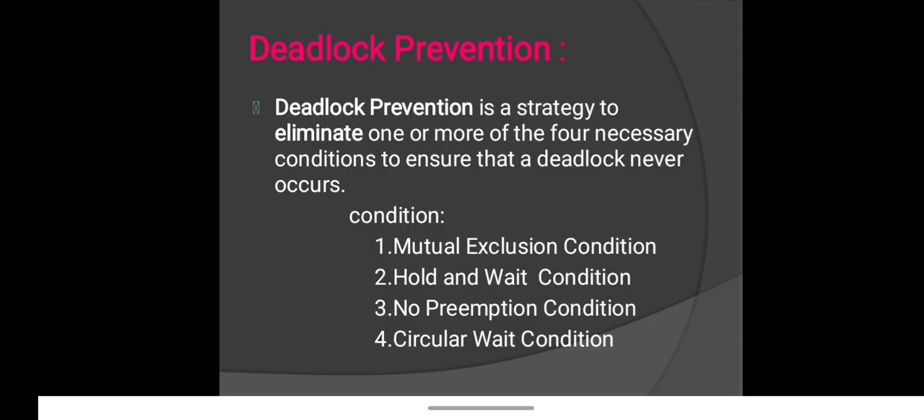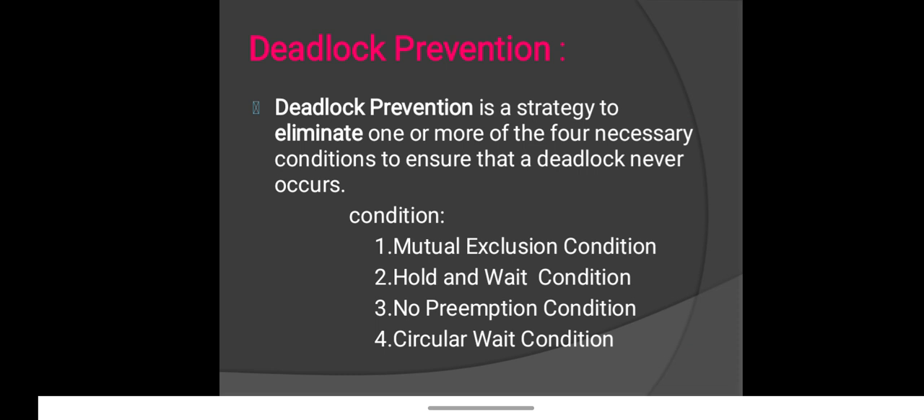And next one, deadlock prevention. Deadlock prevention is preventing deadlock from occurring by ensuring that at least one of the conditions cannot hold. It has two types: direct method and indirect method. The direct method prevents the occurrence of the circular wait condition. And the indirect method has three types: mutual exclusion, hold and wait, and no preemption.